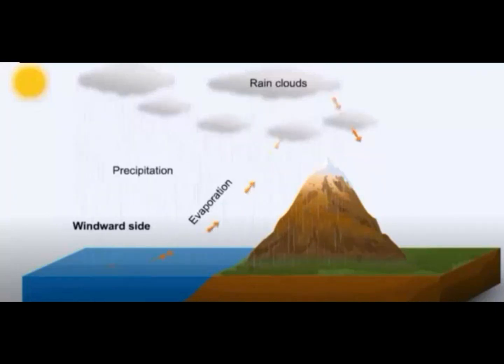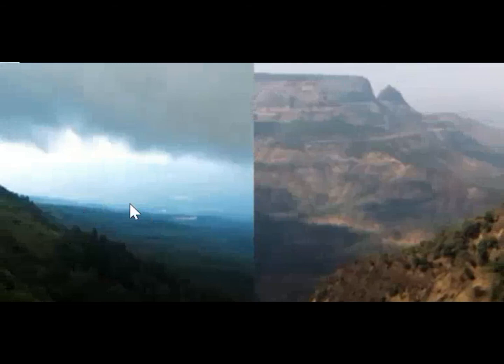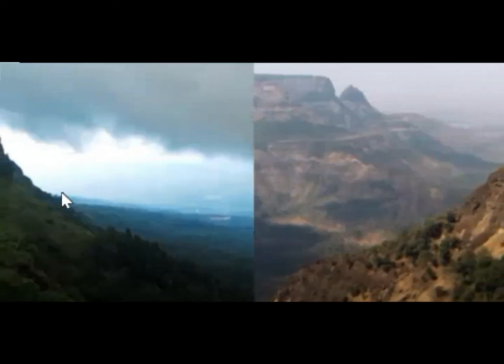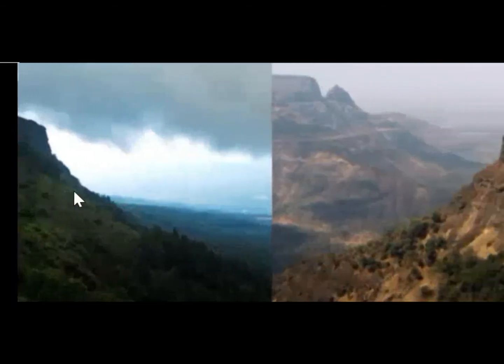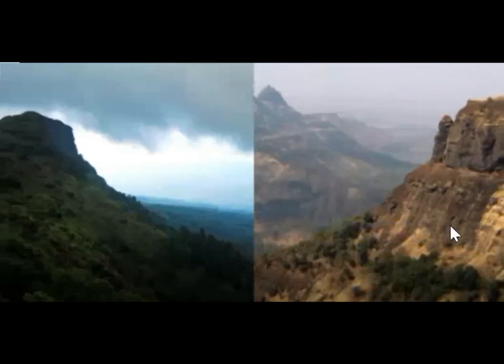Next we can see a picture that shows the windward side and leeward side. This shows the windward side and this shows the leeward side. That means there is higher rainfall here and less or no rainfall here.